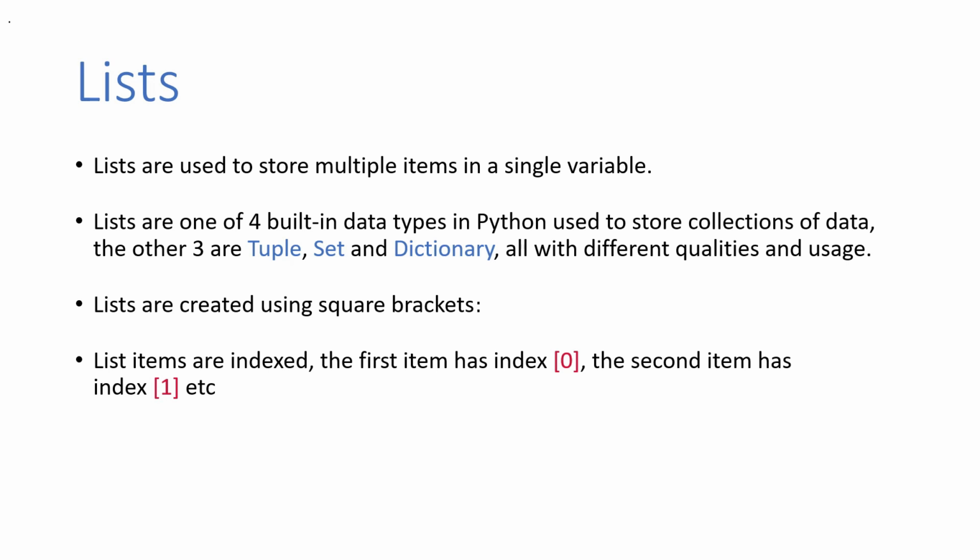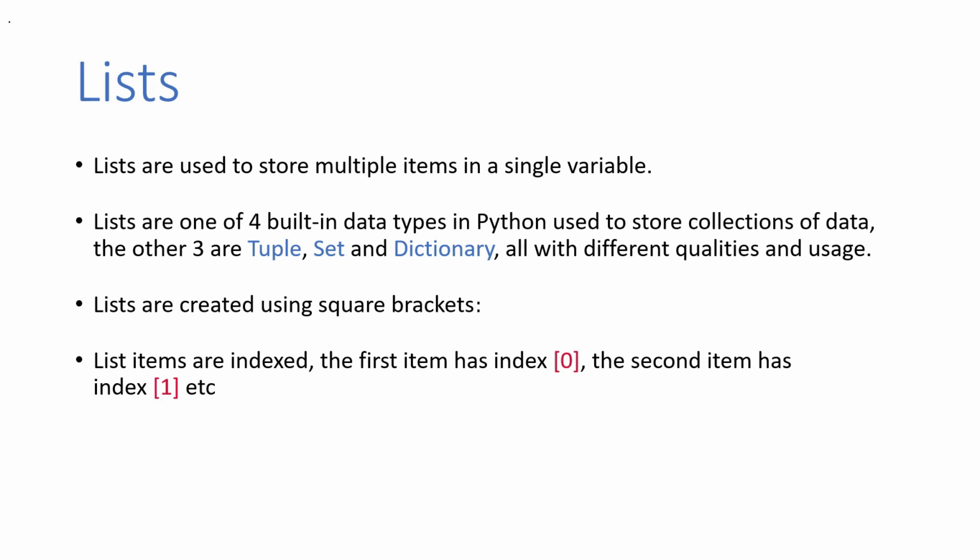I am explaining more about list. Lists are used to store multiple items in a single variable. Lists are one of the 4 built-in data types in Python used to store collections of data. The other 3 are tuple, set and dictionary, all with different qualities and usages. Lists are created using square brackets. List items are indexed. The first item has an index of 0, the second item has an index of 1, the third item has an index of 2, and it goes on.